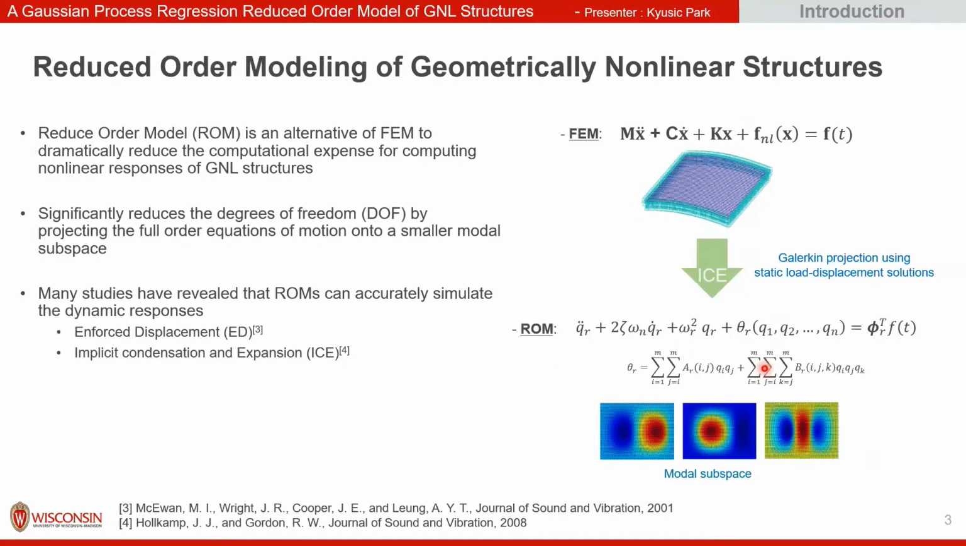A reduced order model, or a ROM, is a simplification of FEM that significantly reduces the degrees of freedom by projecting the full order equations of motion onto a smaller model subspace. Many research have revealed ROMs can accurately simulate the dynamic responses with a dramatically reduced computational time. The method includes enforced displacement methods and implicit condensation and expansion method, which can be referred as ICE in this study.